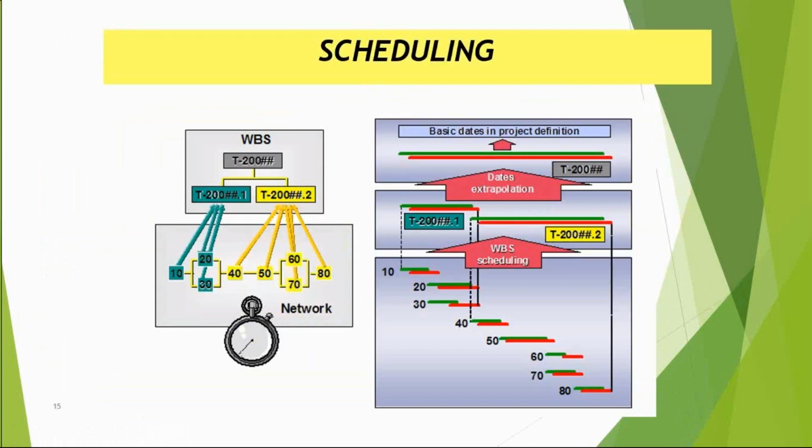So this is how the scheduling is normally interrelated. See, the green one shows the early start and early finish, and the red one shows my latest start and latest finish. And ultimately, what my latest finish is, if you see at the bottommost task, this is the latest finish of this particular project or task.